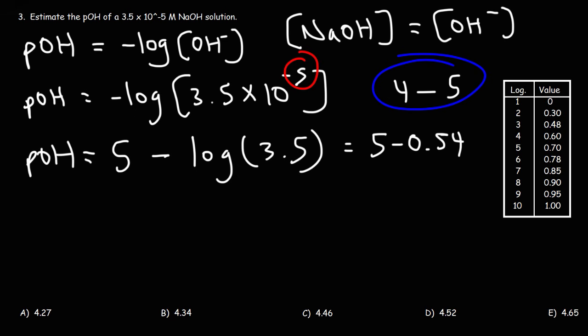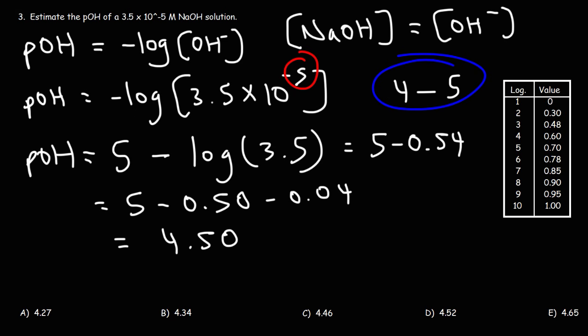For those of you who are wondering how you could do this mentally, break down 0.54 as 0.50 and 0.04. 5 minus 0.5, that's 4.5. And think of 4.5 as 4.50. 50 minus 4 is 46. So this is 4.46. That's going to be the pOH of the solution.